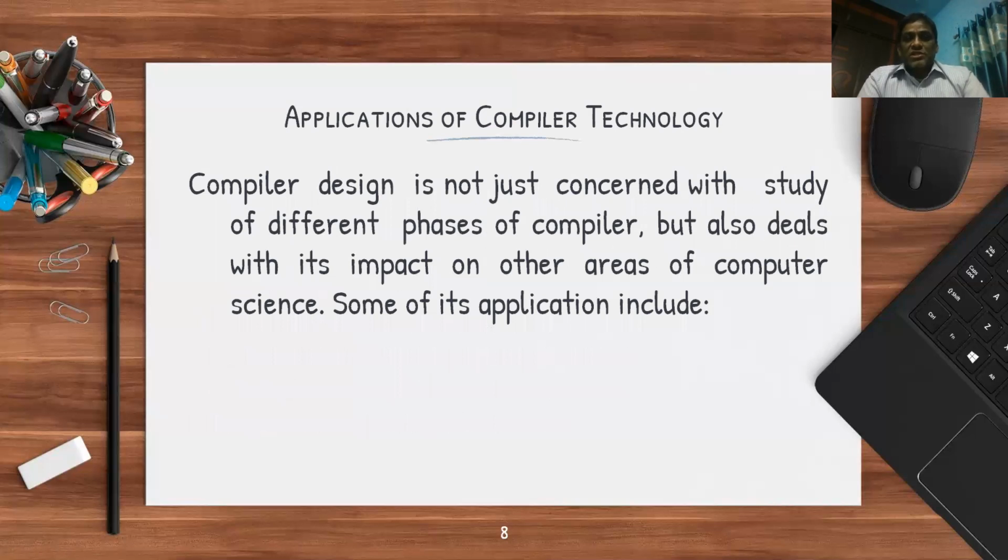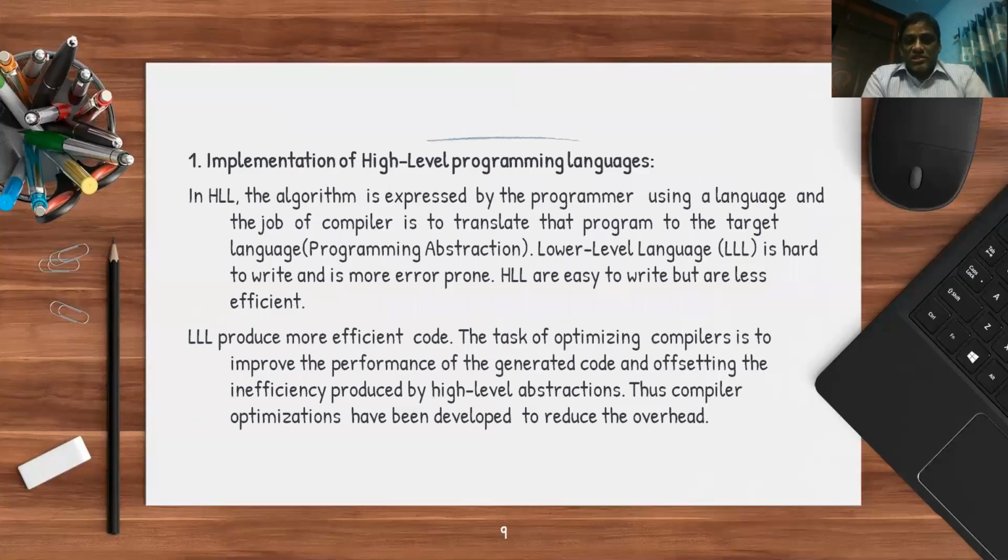When coming to the applications of compiler technology, we all know that the main purpose of a compiler is translating a given high-level language into low-level language. But in addition to that application, there are many other applications under compiler technology. Well, let us have a look at these other applications.